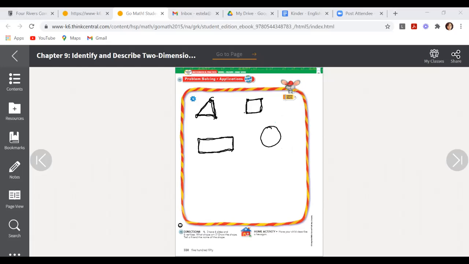0. 0 sides, but it's a curved line. It has a curve. It's a curve, has no sides, and the name is? Circle. Circle. Thank you, Beth.